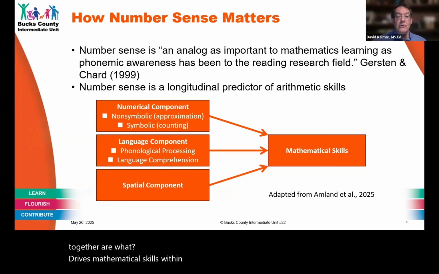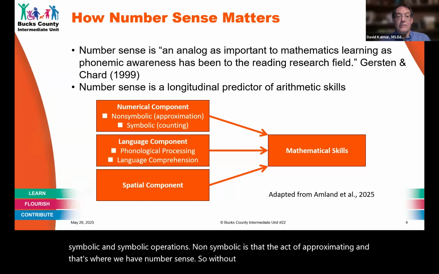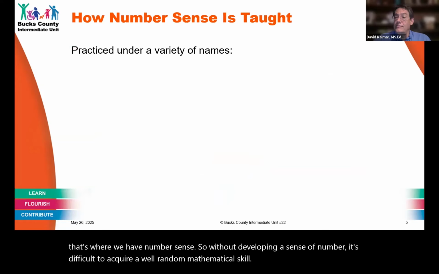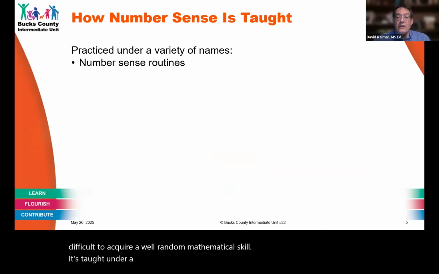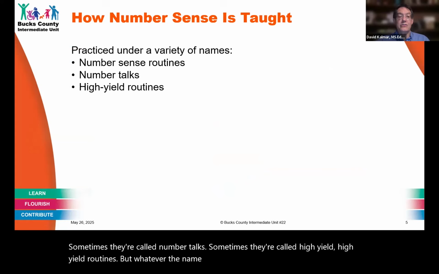Within that numerical component, we find the non-symbolic and symbolic operations. Non-symbolic is the act of approximating, and that's where we have number sense. So without developing a sense of number, it's difficult to acquire a well-rounded mathematical skill. It's taught under a variety of names. Sometimes it's called number sense routines, sometimes number talks, sometimes high yield routines, but whatever the name is, you're still teaching number sense.